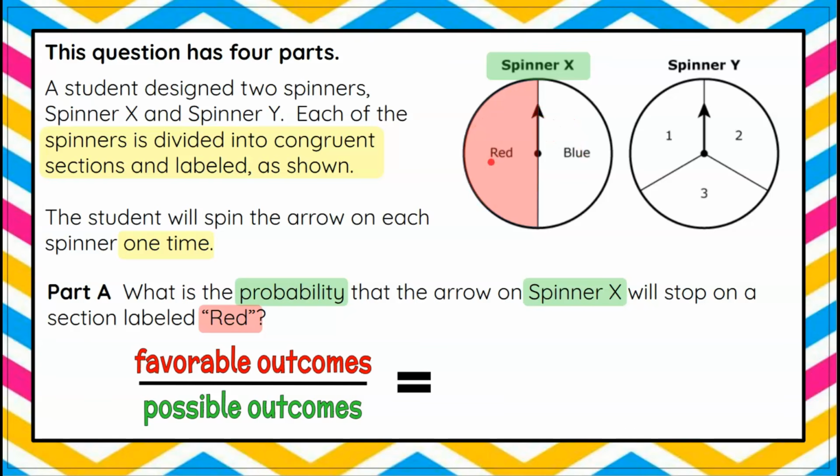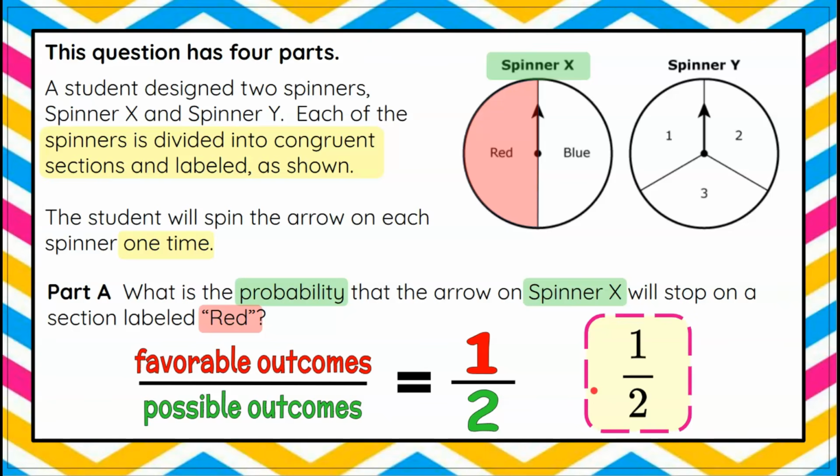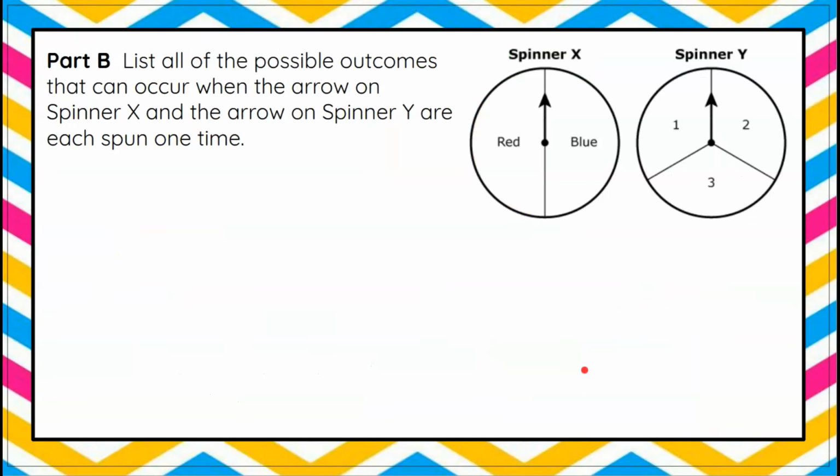One of them is favorable. We want to land on red, so there's one opportunity, one section of the spinner that's red out of 2 total sections. So our probability on spinner X when we spin one time of getting red is 1/2 or 1 out of 2. You could also write it as 50%. All right, let's move on to part B.